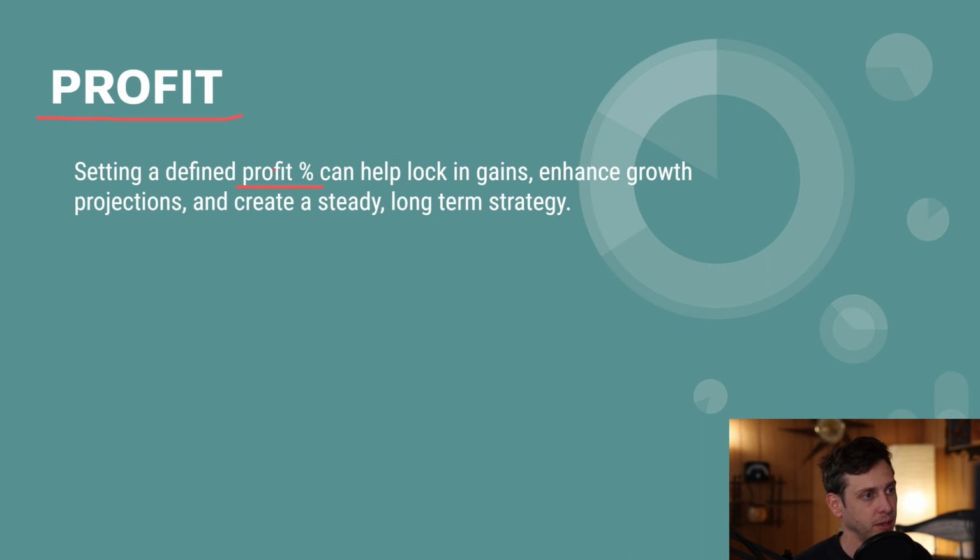So if you can define your profit percentage, and you can even set an order to sell once you hit this point, it helps you with growth projections, right? Because you can say, all right, my win rate is this, and my profit percentage is this, and I can project that out. Of course, that could not happen. Your win rate could go down, but it gives you a little bit more stability, and that's what we're looking for with options. We're looking for a steady, long-term, stable strategy that works over the long term.